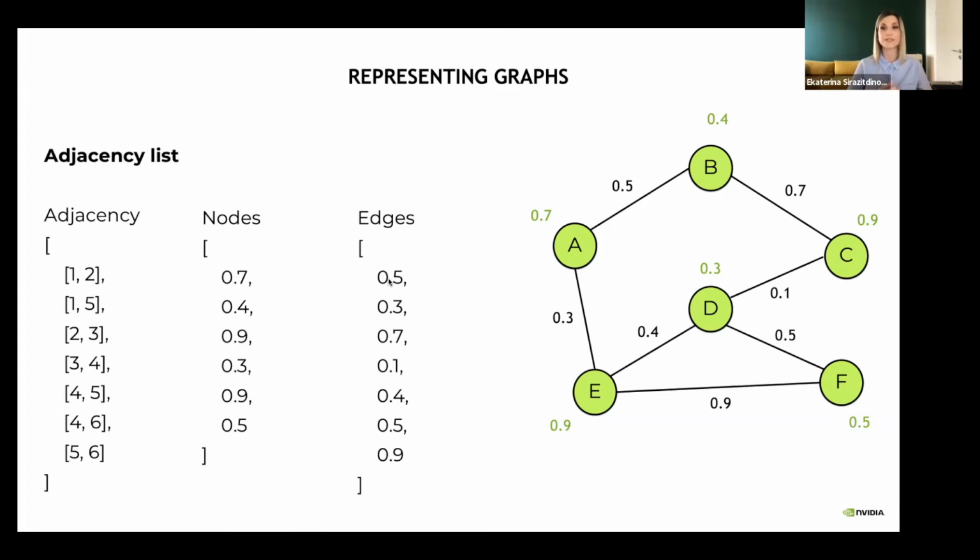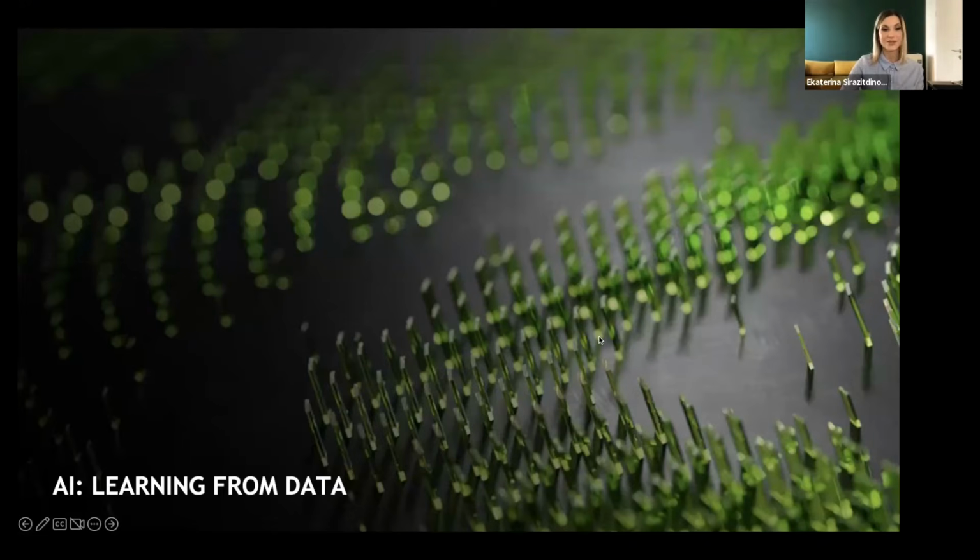And basically in an adjacency list, you store the edge information as an adjacency vector of pairs which represent edges. So for example, if we have here A and B, we store this in our adjacency list. And this adjacency list can also have accompanying lists of nodes and edges, where you can also store the numerical values if they are weighted, for example. With that, we are ready also to learn how deep learning on graphs works.